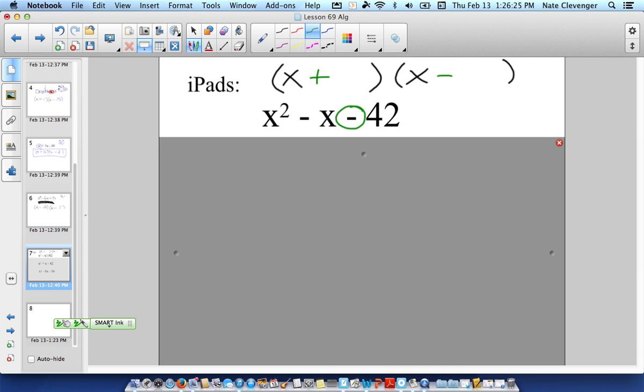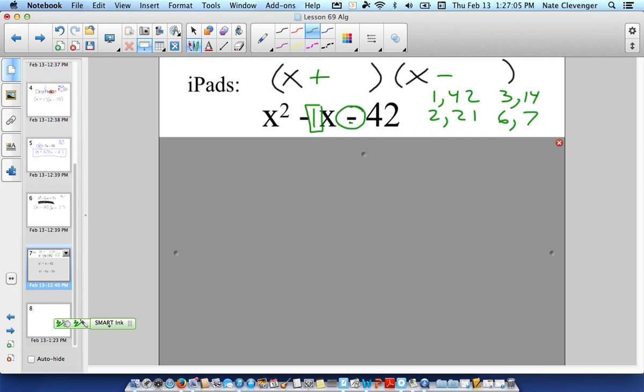Now we want the factors of 42, which are 1 and 42, 2 and 21, 3 and 14, 6 and 7. Since we have a negative, again, this sign determines a lot of stuff for us. We're looking for the factors that have a difference of this coefficient value, which is 1. Which pair of factors have a difference of 1, Jamie? 6 and 7. If we subtract those, they have a value of 1.